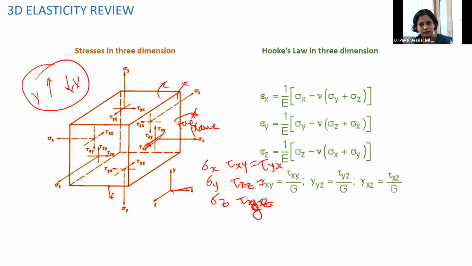So by adding these 3 components, by superposition, you get Hooke's law, that is relating your stresses and strain with the Young's modulus. So for isotropic and homogeneous material, our Poisson's ratio and Young's modulus will be constant, that is mu and E. So these Hooke's laws are written here.